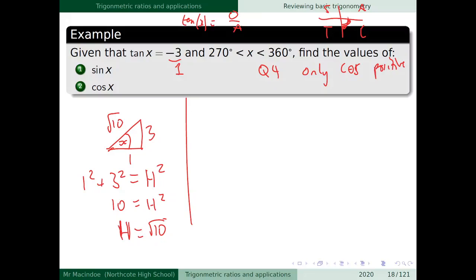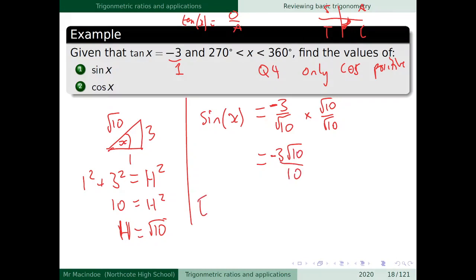Now, sine of x is going to be opposite over hypotenuse, so 3 on root 10. But we're in quadrant 4 where only cos is positive, so it's actually -3 on root 10. And I might like to write that by multiplying by root 10 on root 10 to rationalize the denominator. So we get -3 root 10 on 10.